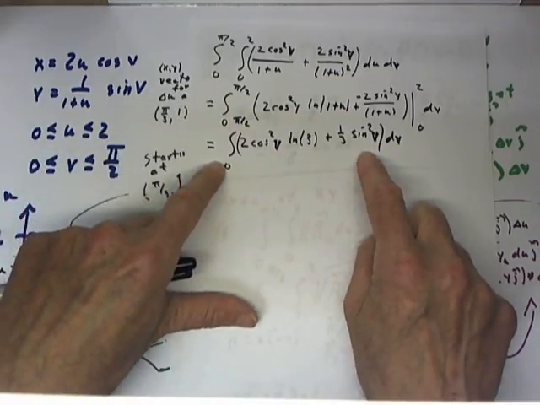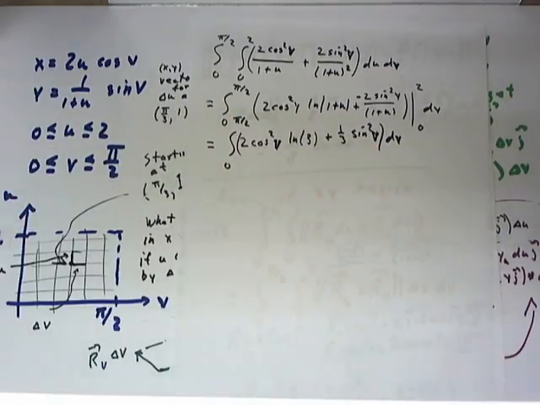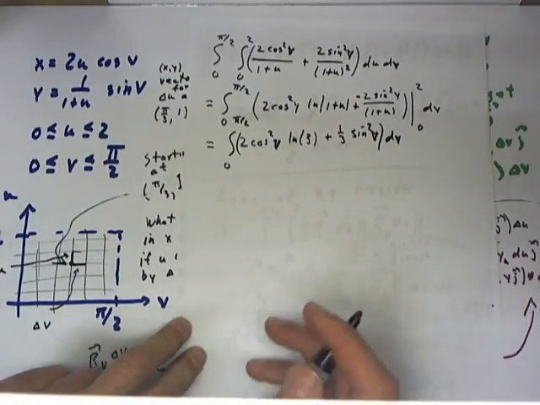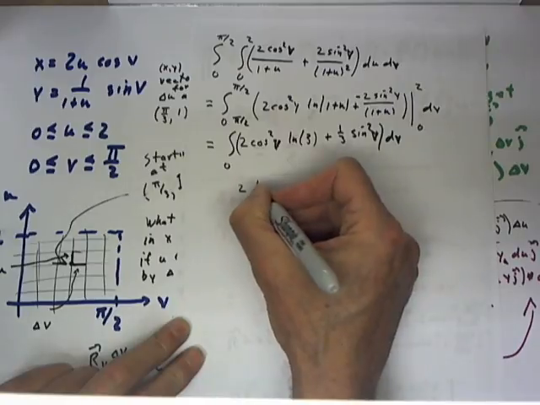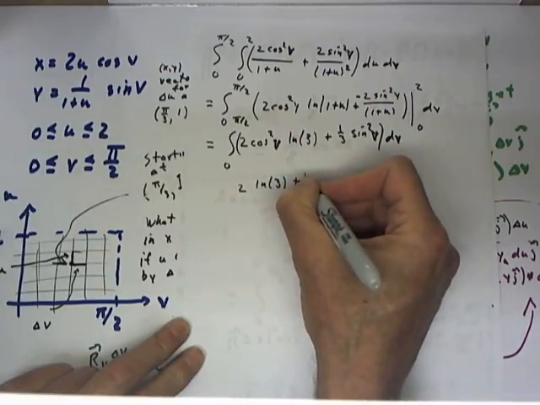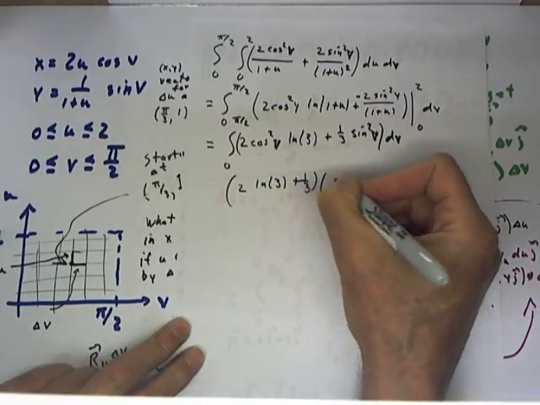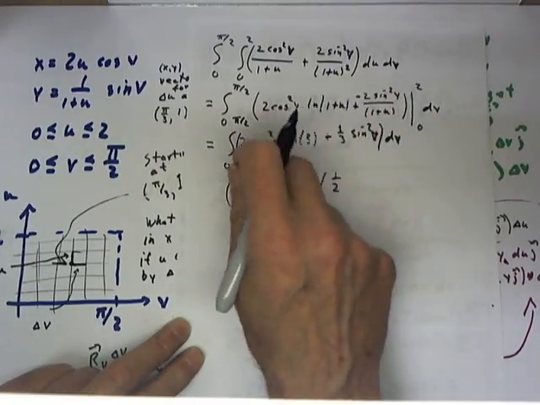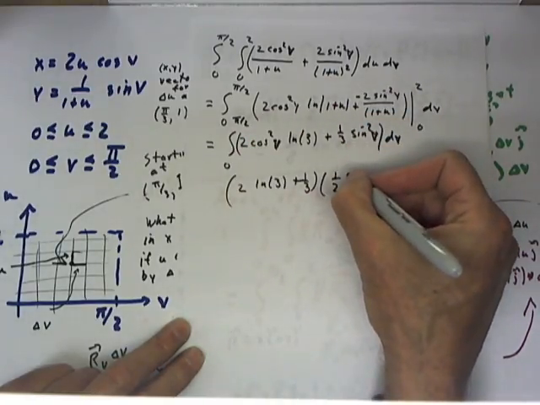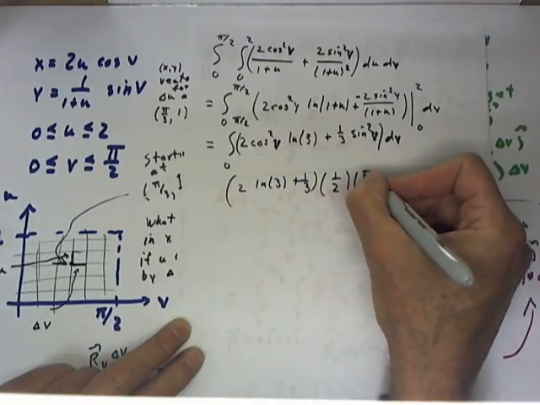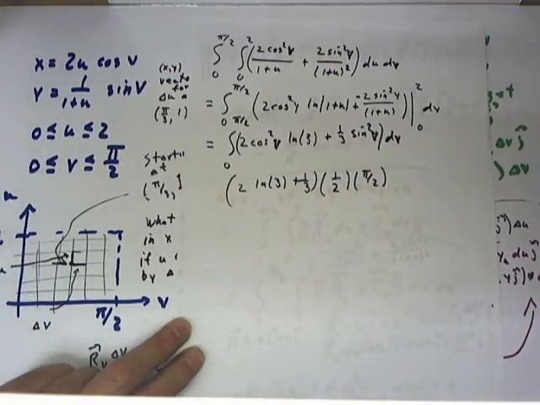The length of the interval is pi over 2. The details of the integration of the sine squared or the cosine squared are not bad. You can integrate by parts. You can use special angle formulas. But the bottom line is that this integral is going to be 2 natural log of 3 plus 1/3 multiplied by the average value of the cosine squared or the sine squared, which is 1/2, multiplied by the length of the interval, which is pi over 2.